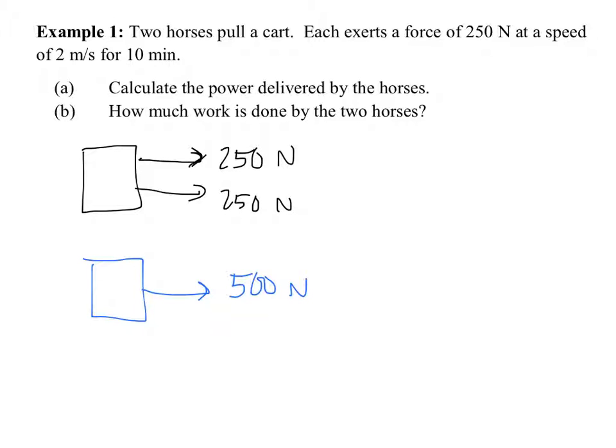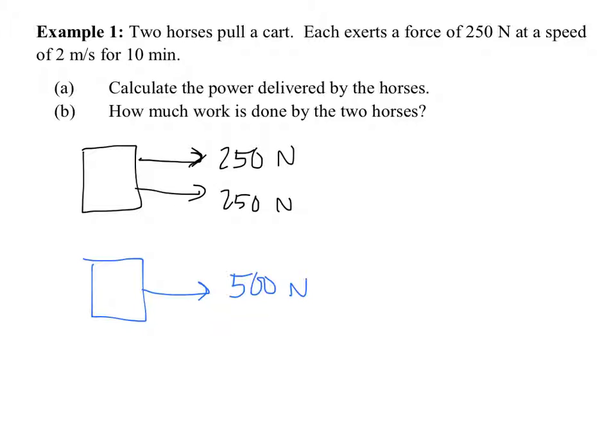Humans can easily run at 2 meters per second. So this is like a horse barely trotting. They might as well be walking with the strides the horses have. This is probably a normal stride for a horse, almost 2 meters when they take a stride, probably less, obviously. For 10 minutes. Now, we want to determine how much power is delivered by the horses in that 10-minute period. That's the first thing we're going to figure out.